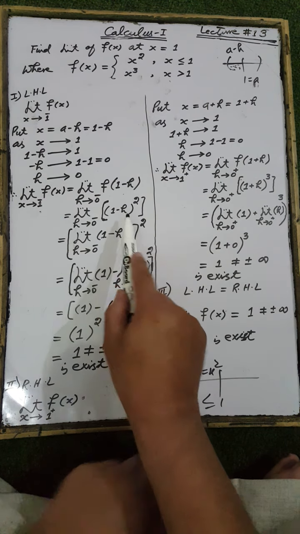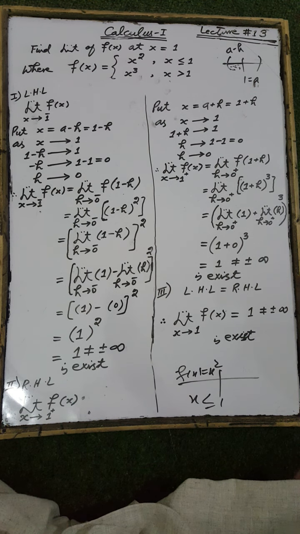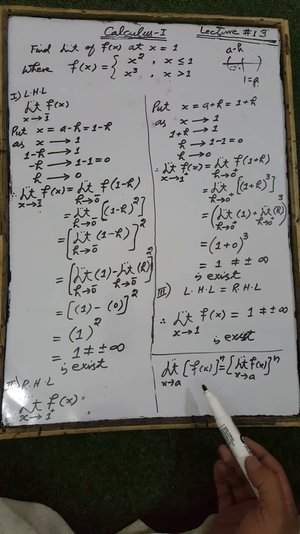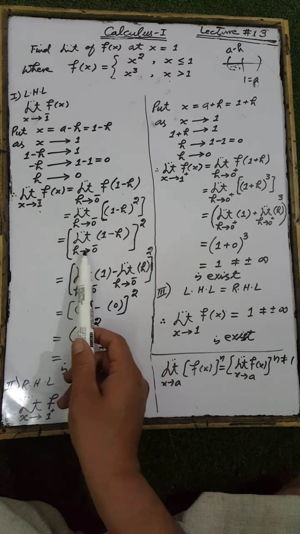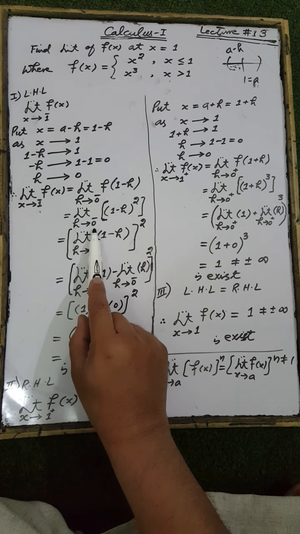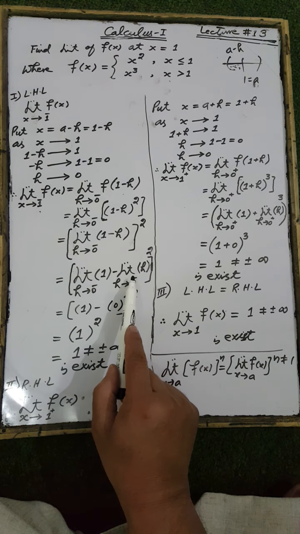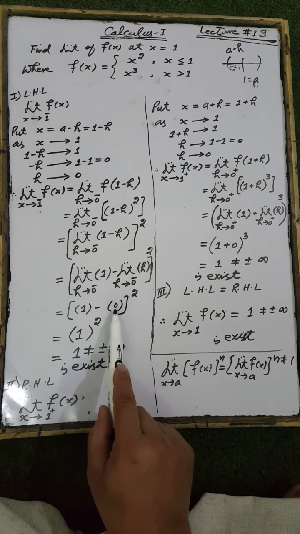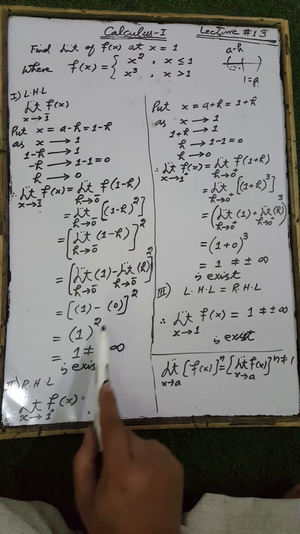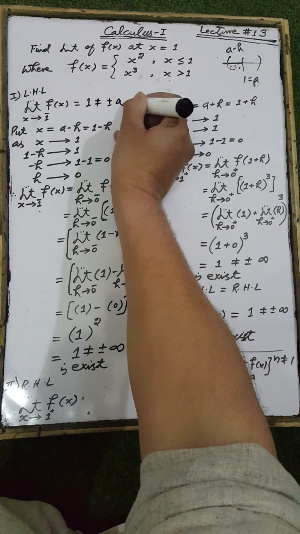Which is equal to 1 minus h whole square, and we apply the limit to 1 minus h whole square according to the formula that the limit of f of x raised to power n when x tends to a is equal to the limit of f of x when x tends to a, whole raised to power n. According to this formula, the limit when h tends to 0 of 1 minus h whole square is, by the definition of the limit of a difference of two functions, apply the limit to 1 as well as to the next term h. The limit of a constant is the same constant, and applying the limit to h when h tends to 0, which is equal to 0, we get 1 minus 0 whole square. 1 minus 0 is equal to 1, 1 whole square is equal to 1, which is not equal to plus or minus infinity. That is, the left hand limit of the function f of x at the point x equal to 1 exists and is equal to 1.